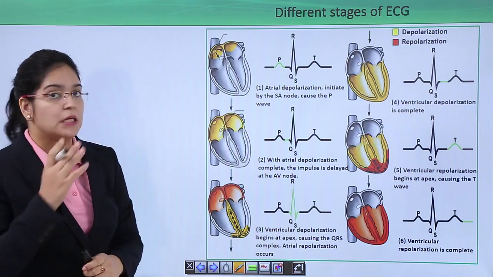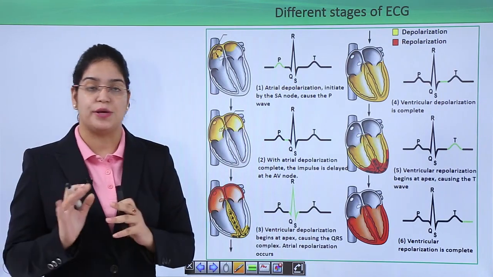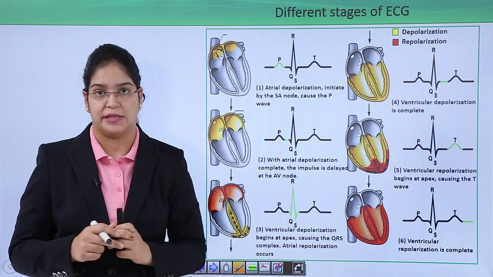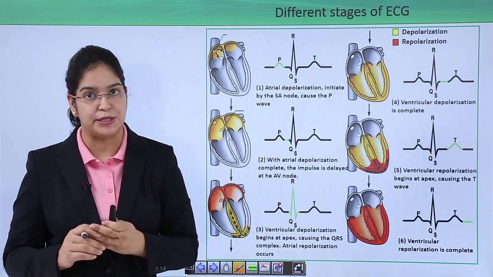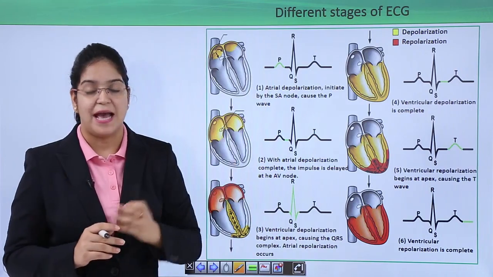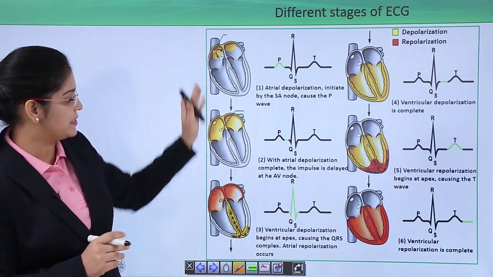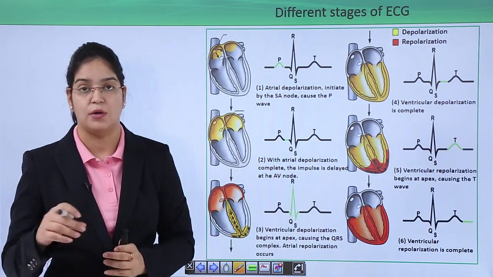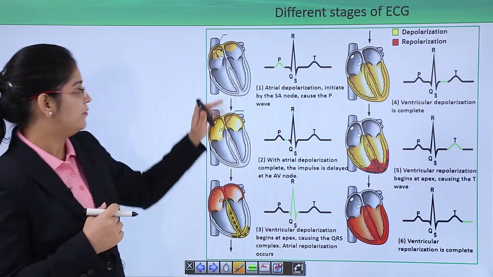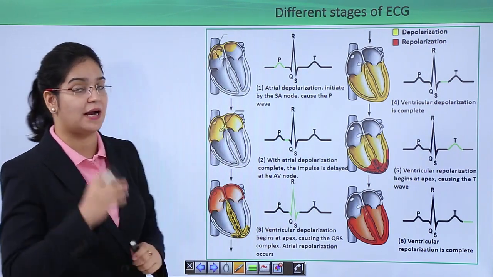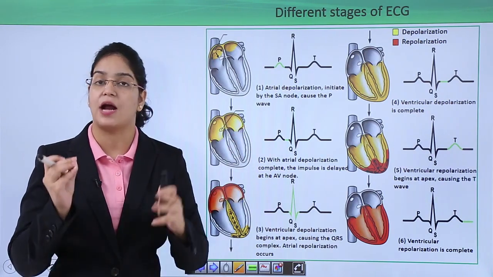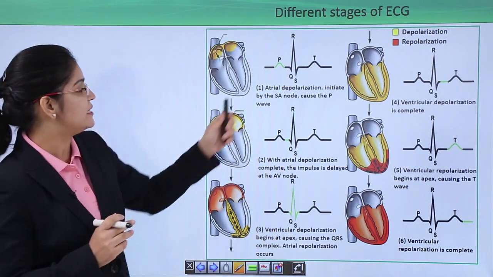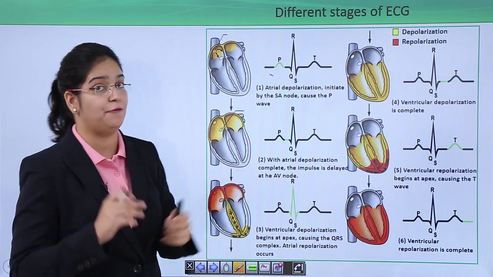Now, this picture is showing a group of 3 things: the impulse initiation, the neuromuscular tissue, the graph and the cardiac cycle represented by the heart. Now let's learn them one by one. First of all, the cardiac cycle starts with the atrial depolarization or atrial contraction. This is represented by the P wave.